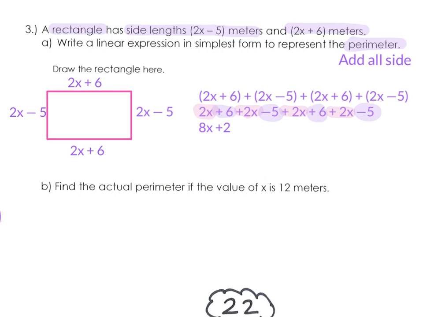And now I didn't put a label, and I probably should have. They told me in the question that these were meters. But whenever I'm dealing with a real life situation, I'm always kind of going back and thinking, well, wait a minute, did they give me a label so I know what I'm talking about here?